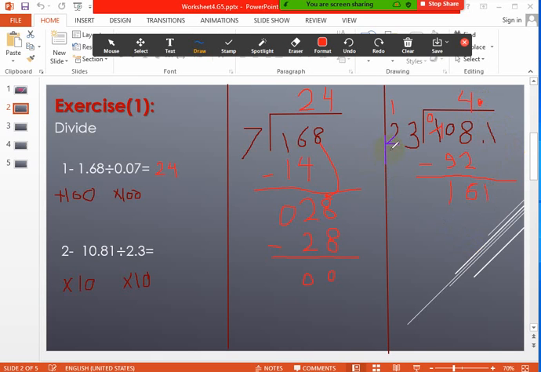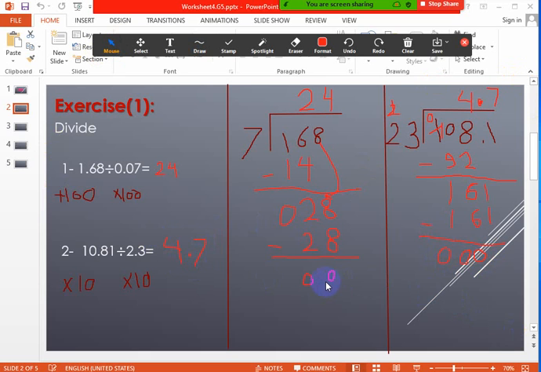Let's try. Now I will try with 7. 7 multiply 3 equals, so I put the 1 here and 2 above the 2. 7 multiply 2 plus 2. Very good. If we subtract, the remainder will be 0. That means what is the quotient, Reem? 4.7. Very good, Reem. Thank you.